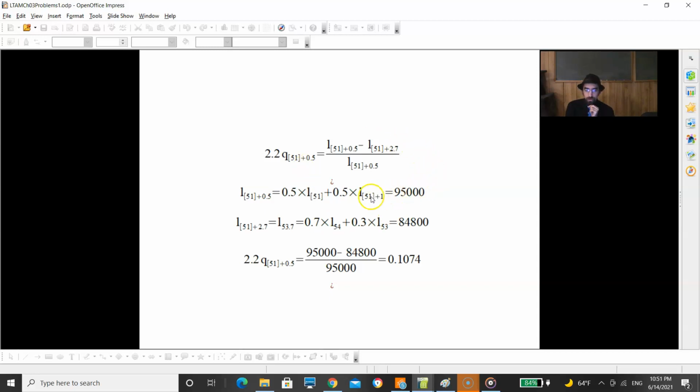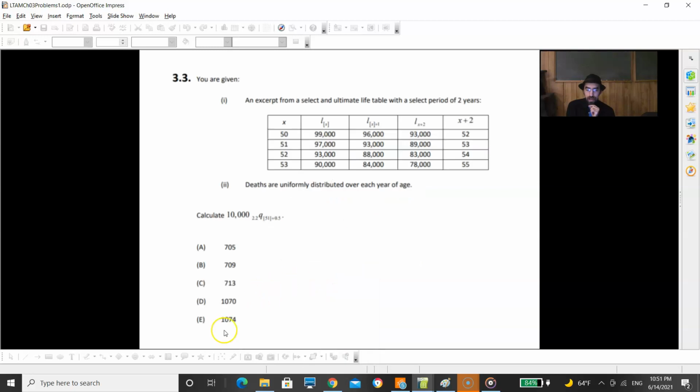And you crunch your numbers and get 0.1074. And since it asked for, what was it, 10,000 times that? Yeah, so you want 1074. Choice E.